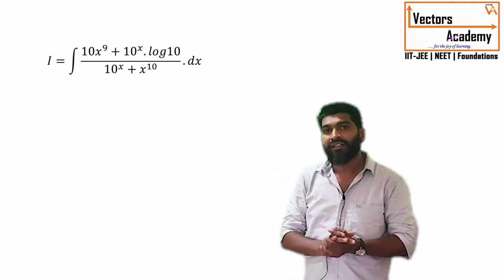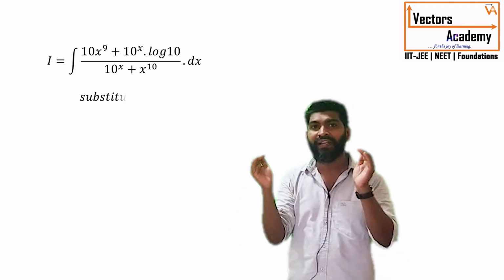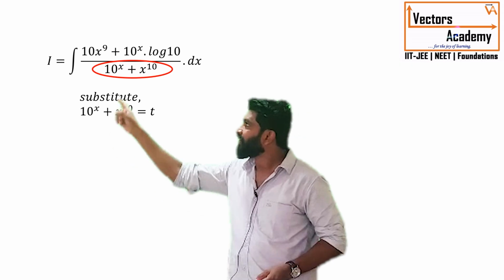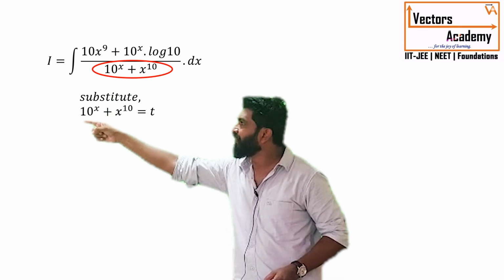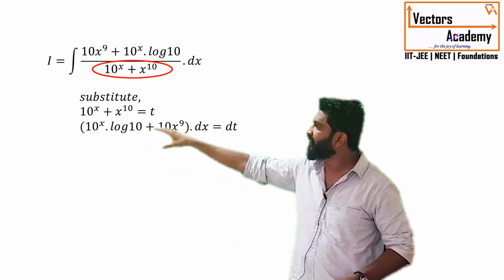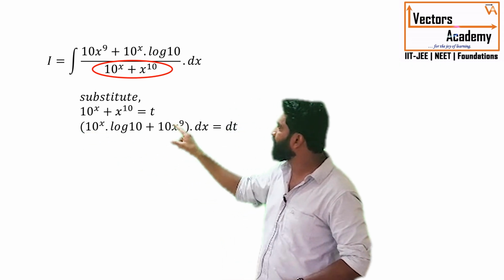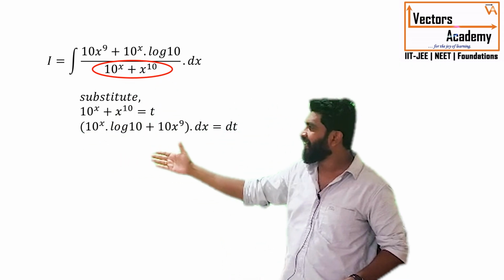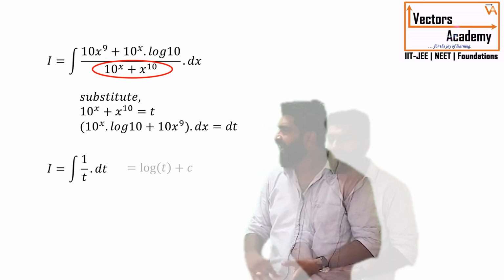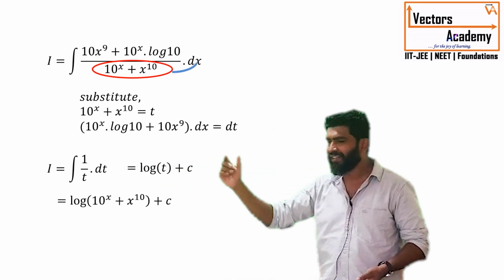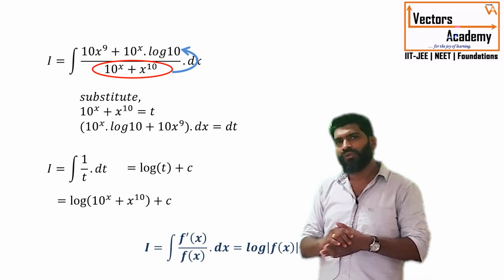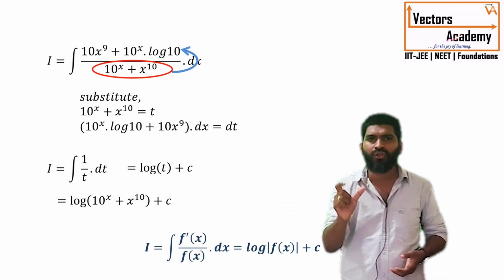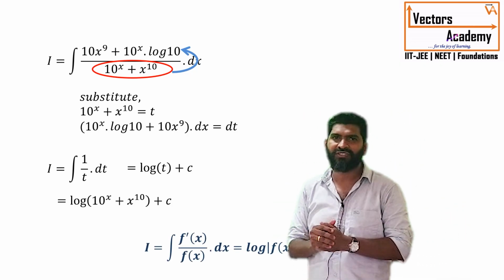So here we need to substitute the complete term in the denominator as t. Taking this as t and differentiating it, we get the term in the numerator, which completely becomes dt. Substituting these values, I'll get a simple answer as log t, and resubstituting the value of t, I'll get the required answer. So here we have a small shortcut to simplify these types of questions.